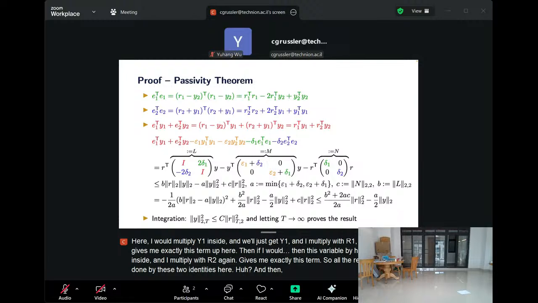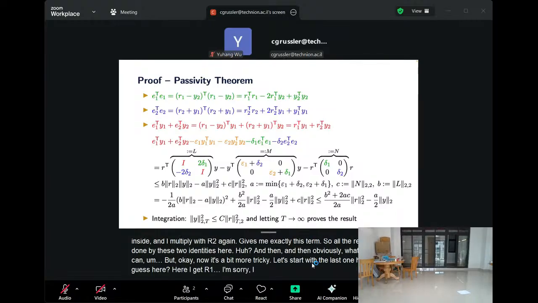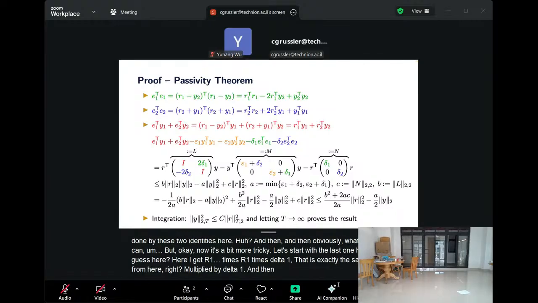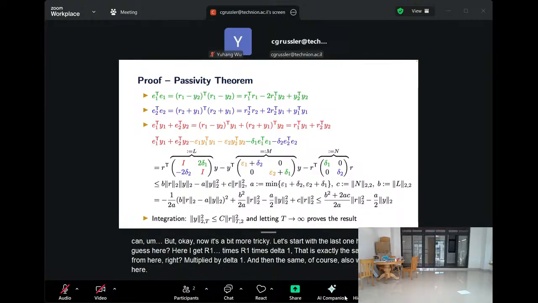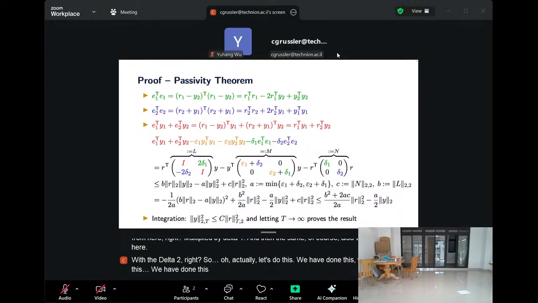And then analogously, what I can do is, well, okay, now it's a bit more tricky. Let's start with the last one here. What do I get here? Here I get R1 times R1 times delta 1. That is exactly the same that we get from here, right? Multiply by delta 1. And then the same, of course, also with this side here, with the delta 2. So, actually, let's do this. We have done this, we have done this, we have done this, and we have done this.